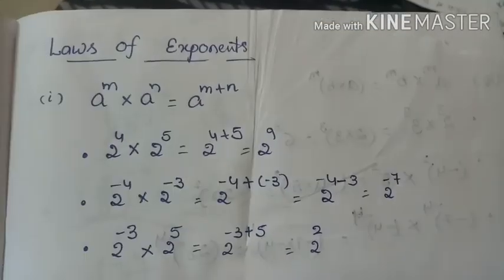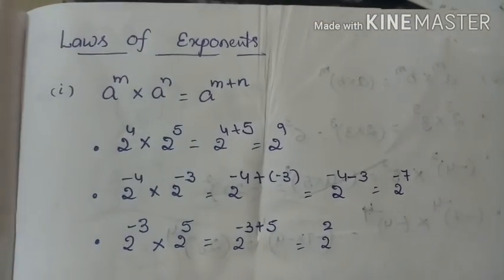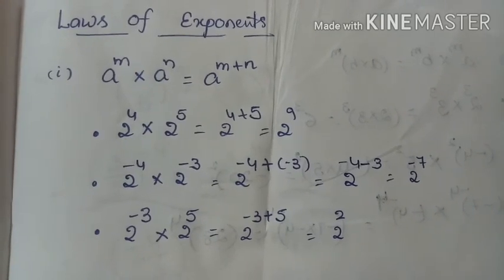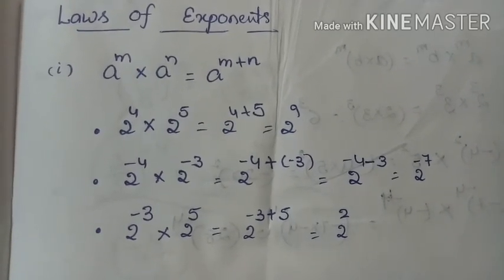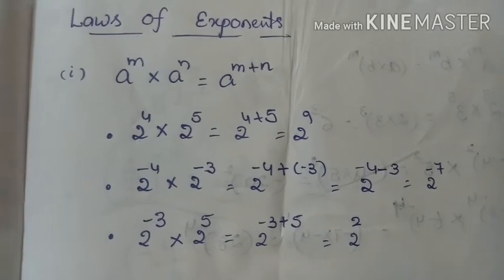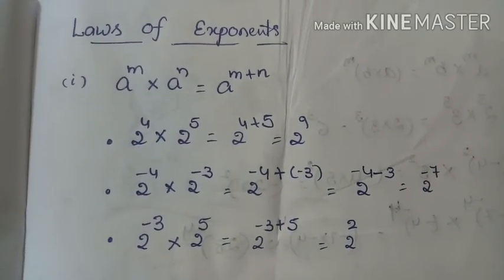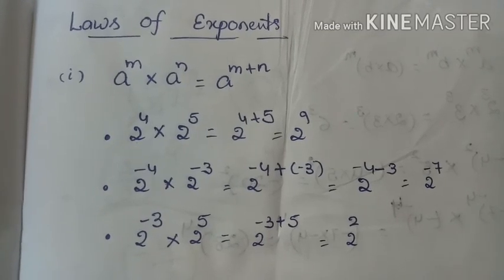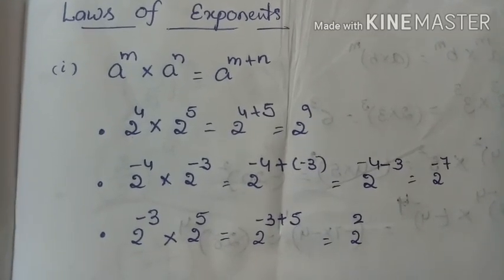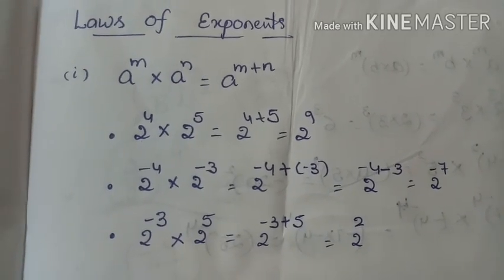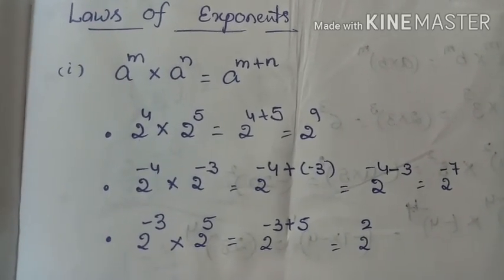Now I will explain the laws of exponents, how they are applicable. First one, a power of m into a power of n is equal to a power of m plus n. So here bases are equal, in multiplication powers are different. So simply write the base directly and add the powers. Okay. So example, 2 power of 4 into 2 power of 5.